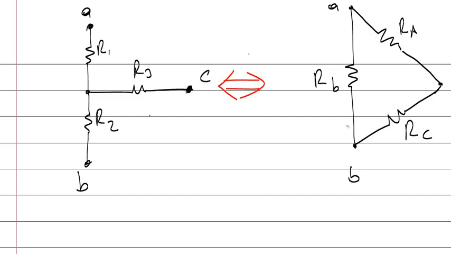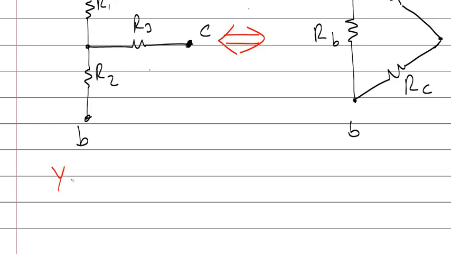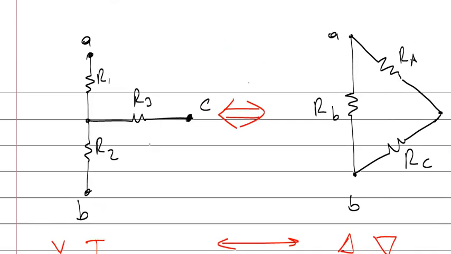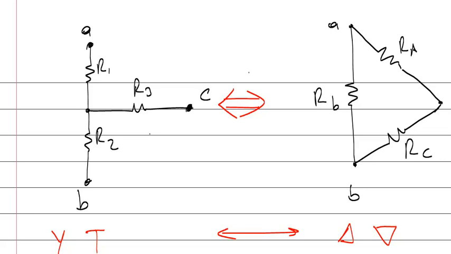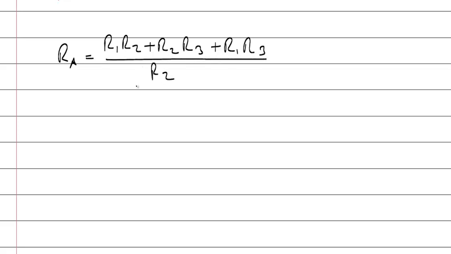Okay, if you have this shape, this is called a Y shape or T shape. This is called a triangular shape or delta shape. Okay, this transform is both-sided. You can replace if it makes your job easy. And of course, you have to consider the relationships that the value of RA is equal to R1 R2 plus R2 R3 plus R1 R3 divided by R2.